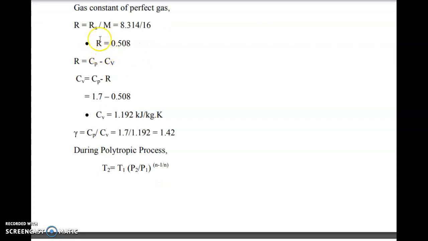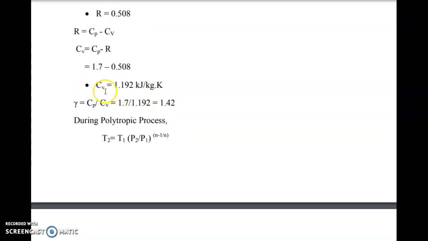Once you know this R value, you can substitute in this relation. The R value is 0.508, the Cp value is already given, and then you will get the unknown property, Cv. If you rearrange the relation, Cv equals Cp minus R, and substitute the known values, you will get the Cv value. Here Cv equals 1.192 kilojoule per kg Kelvin. Once you know the Cv value, you can find the adiabatic index: gamma equals Cp by Cv equals 1.7 divided by 1.192 equals 1.42. So now we know all the values.